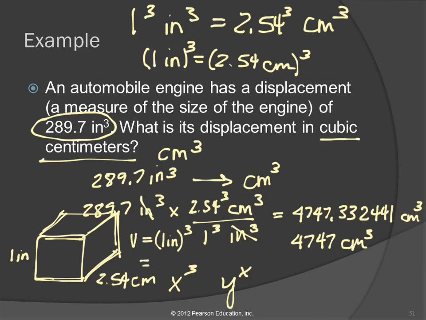But if we do that with the centimeters, we've got 2.54 centimeters times 2.54 centimeters times 2.54 centimeters. And that is going to equal 16.4, I'm just rounding, cubic centimeters. Does that make sense? A cubic inch is not equal to 2.54 cubic centimeters. They're different. So you have to cube the conversion, but don't just automatically cube anything that has a cubed unit on it.